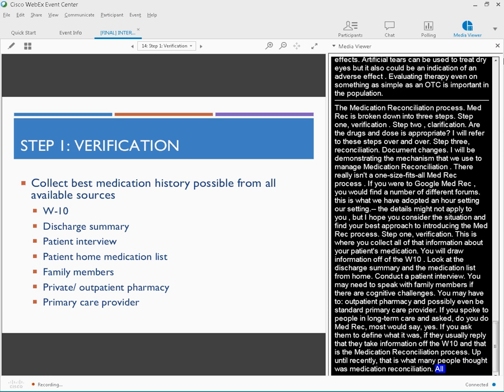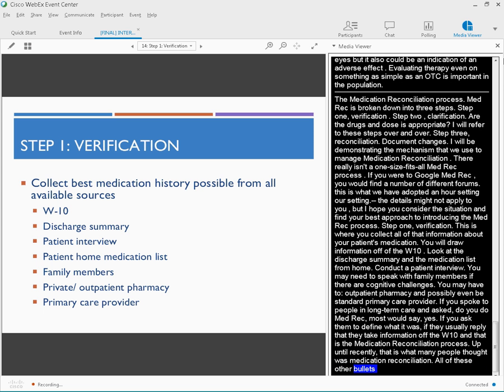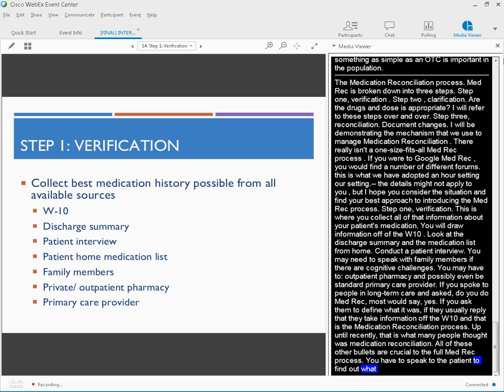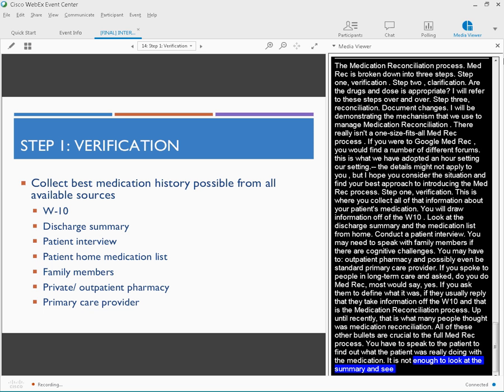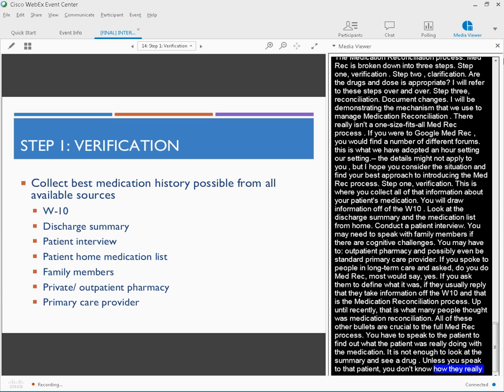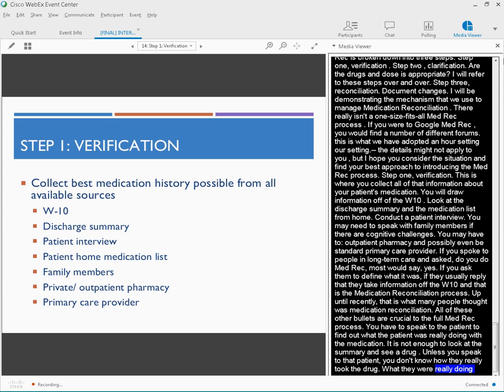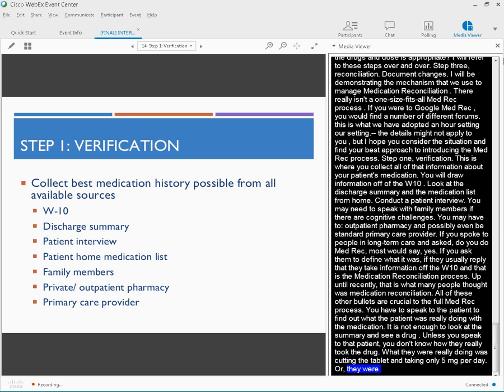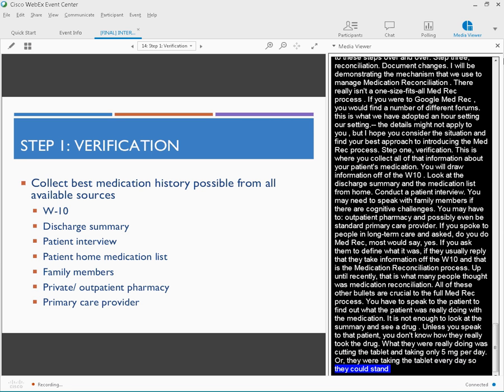You have to go and speak to the patient and find out what the patient was really doing with the medication. It's not enough to just look at a discharge summary and see Actipril 10 milligrams once a day for blood pressure. Because unless you speak to that resident or the patient, you don't know how the person really took the drug. What they were really doing was cutting the tablet. So they were only taking 5 milligrams a day. Or, better still, in their mind, they're taking the tablet every other day because they wanted to extend the life of the prescription to be able to save money. So your paperwork may say one thing, but the patient could be doing something completely different, and you don't know this unless you go and talk to them, or the family members.